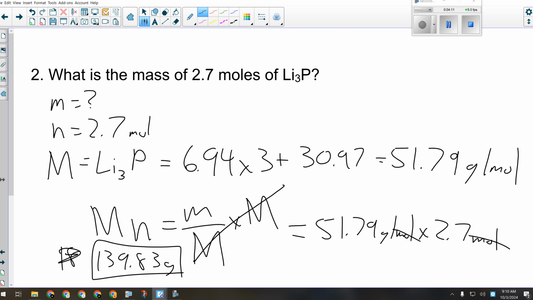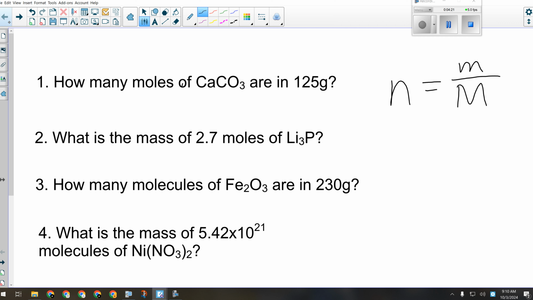Anybody done number 3 yet? Or do we need a little more time on number 3? I'll give you guys a few more minutes. Keep working on 3. If you're not done 3, work on 4. I'll put them back up here.